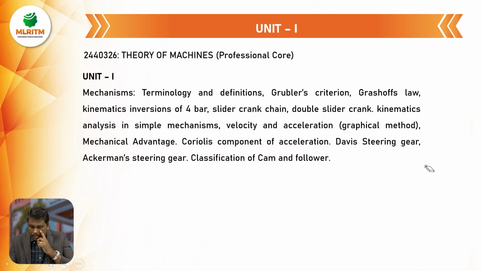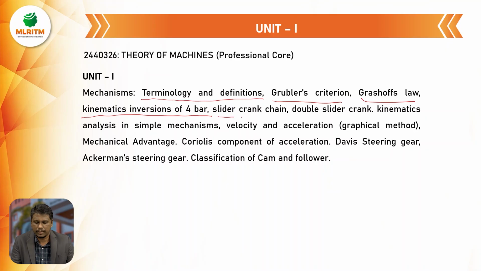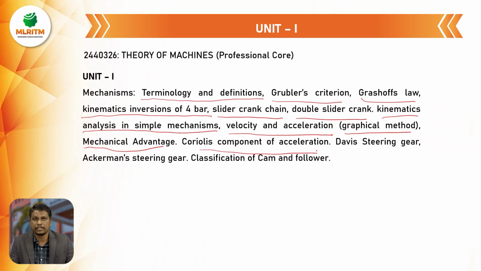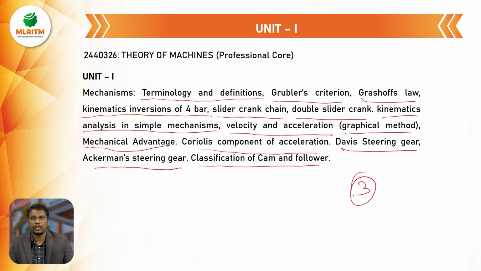Coming to the unit 1 syllabus or module 1 syllabus, the first one is mechanisms. What terminology we are going to use in mechanisms, the Grubler criterion and Kutzbach criterion, kinematic inversions of the 4-bar chain, slider crank chain, double slider crank chain, and kinematic analysis of simple mechanisms. That comes under velocity and acceleration. In our syllabus we are going to teach only the graphical method, not the analytical method, and mechanical advantage, Coriolis component of acceleration, Davis steering gear mechanism, Ackermann steering gear mechanism, and classification of cam and follower. So almost 3 different topics we are going to cover in this module.